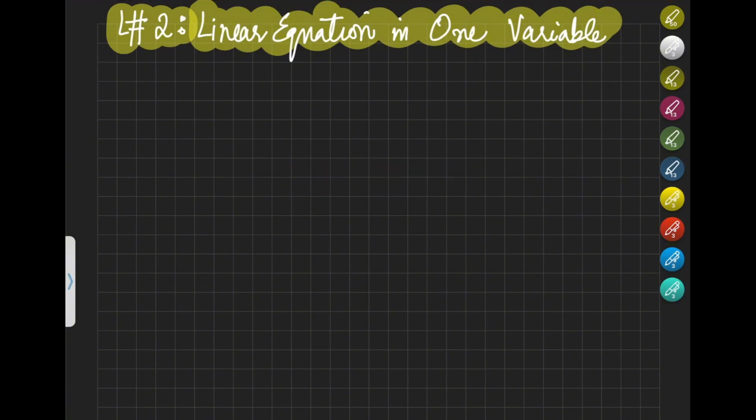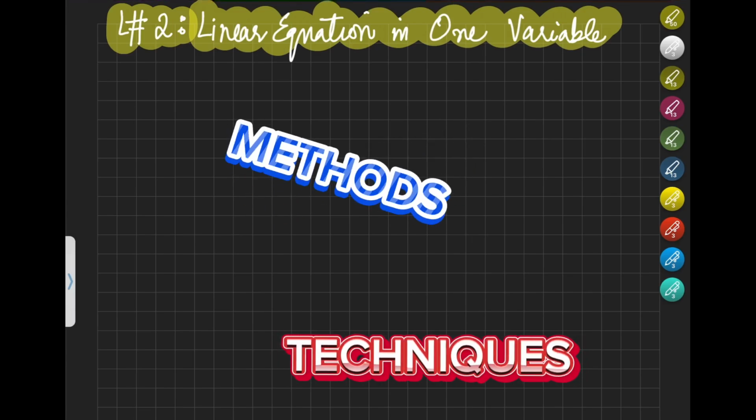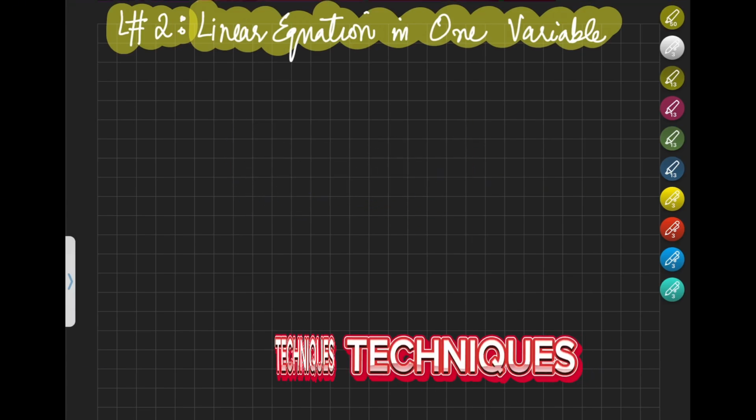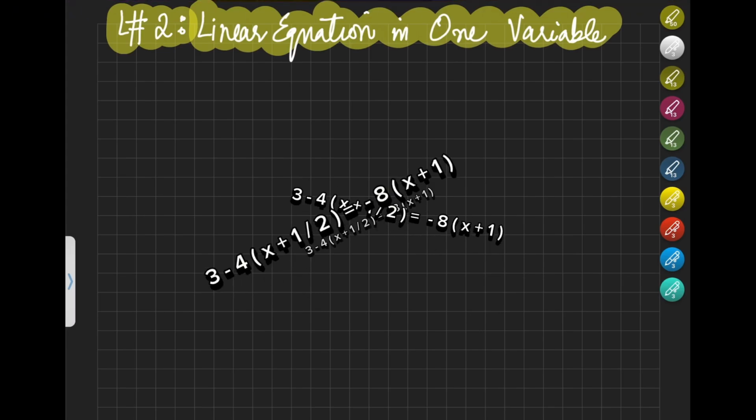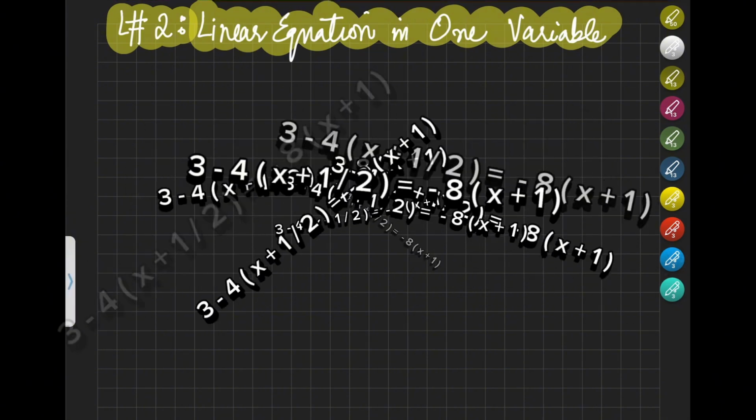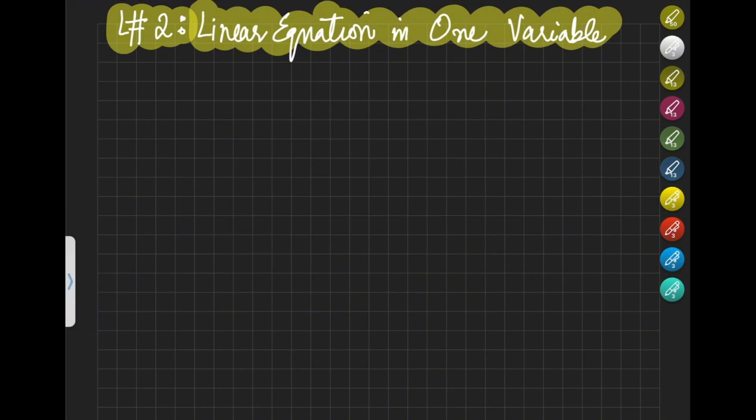So, in this chapter, what new are we going to learn? We are going to learn a few more methods or techniques to solve linear equations. Then we shall solve equations which are reducible to linear equations in one variable, meaning there will be a complicated equation and you have to reduce it to the standard form and then find the value of the variable.